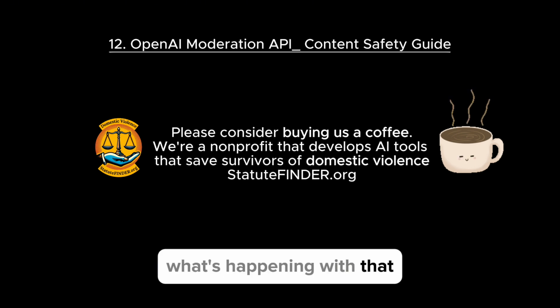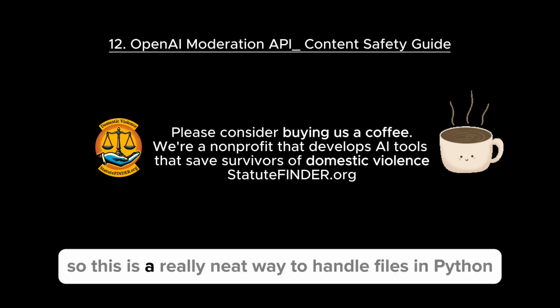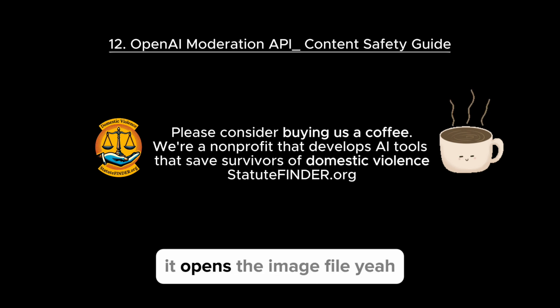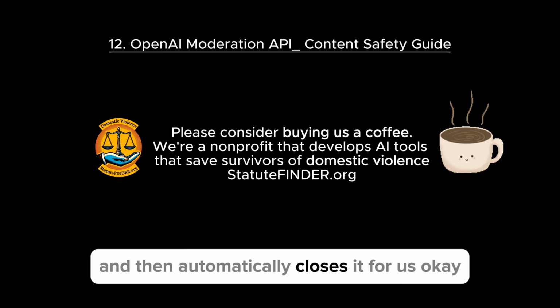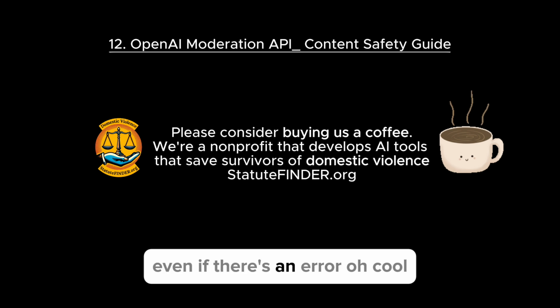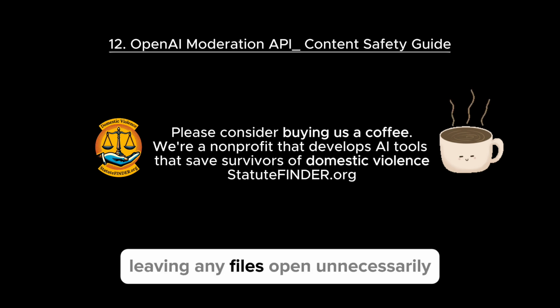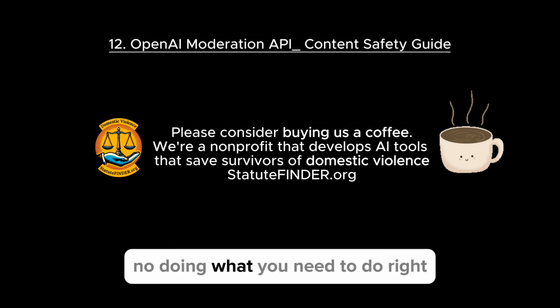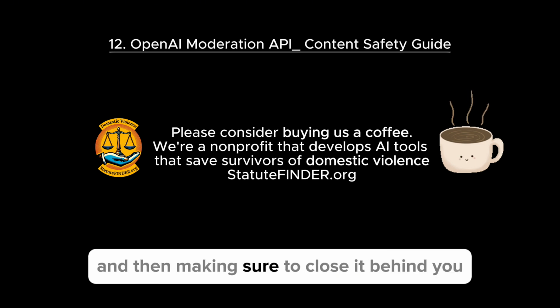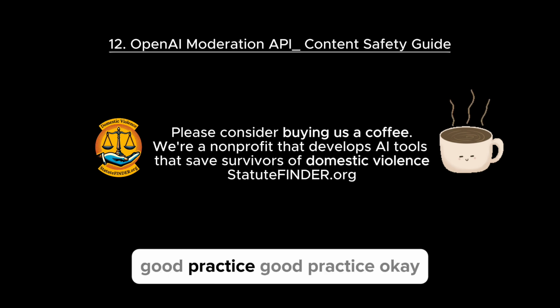What's happening with that open block? So this is a really neat way to handle files in Python. It opens the image file, reads the data, and then automatically closes it for us, even if there's an error. So this ensures that we are not leaving any files open unnecessarily. So it's like opening a door, doing what you need to do, and then making sure to close it behind you. Exactly. Good practice.